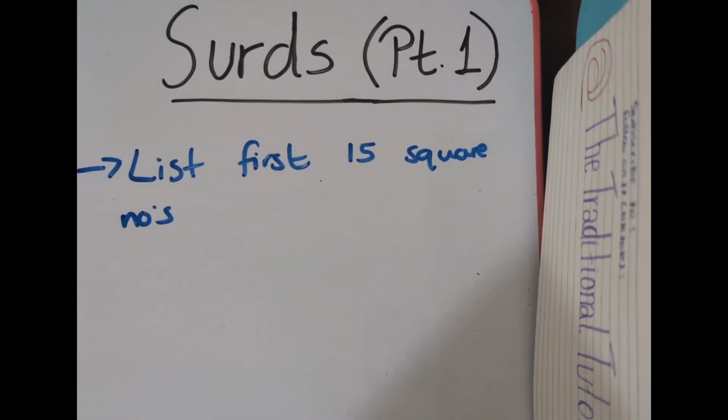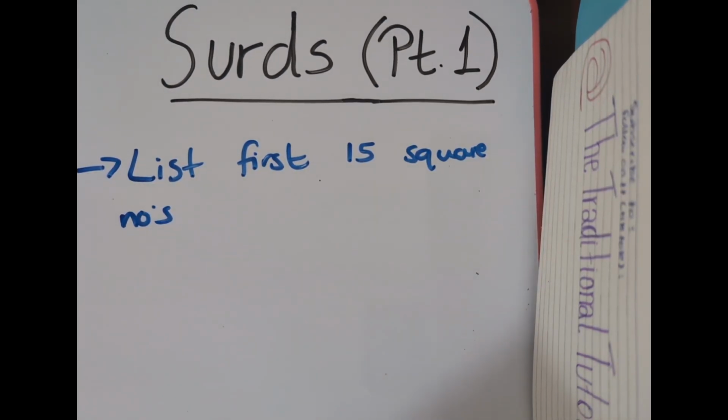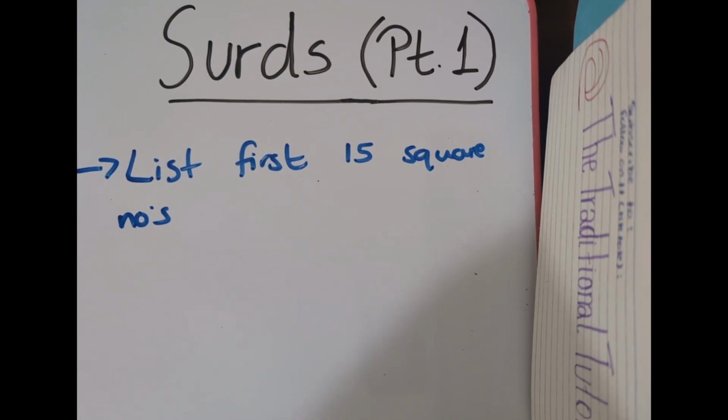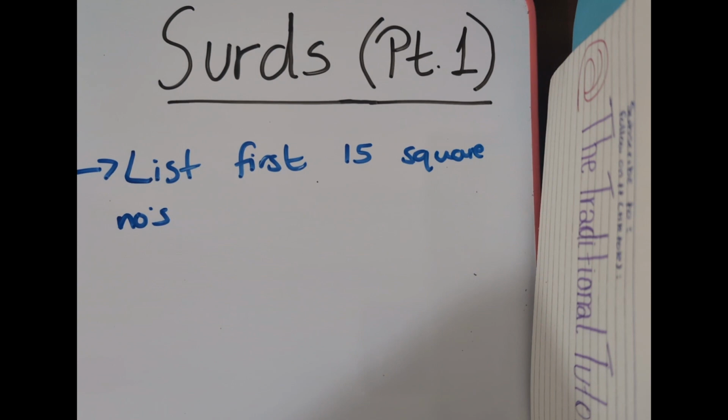Okay, I've got another task for you before we finally move over to looking at what surds are. I want you to list the first 15 square numbers. So pause the video here and have a think about square numbers, what they are, and what the first 15 in particular are. Okay, so off you go.